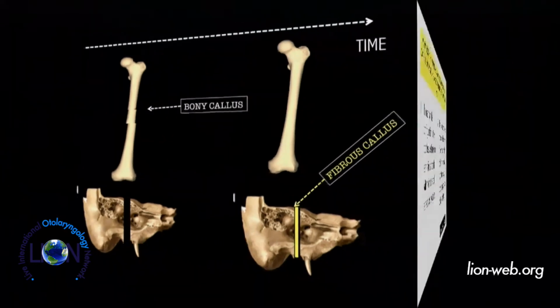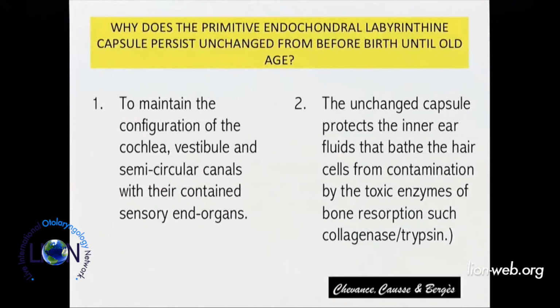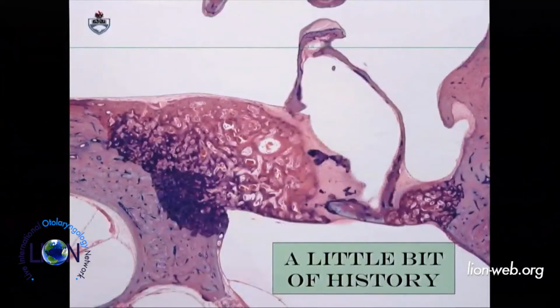Right? And why does this primitive endochondral labyrinthine capsule persist and not change? What are the reasons? Well, to maintain the configuration of the inner ear, especially the cochlea and, of course, the lateral and the other semicircular canals. And the unchanged capsule protects the inner ear fluids that bathe the hair cells from contamination by these bony enzymes that would be pretty much ototoxic. So this is the temporal bone, and especially the petrous portion of the temporal bone that is of our interest.